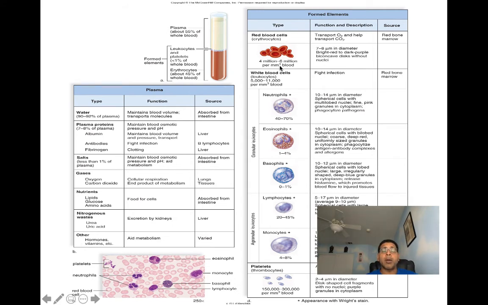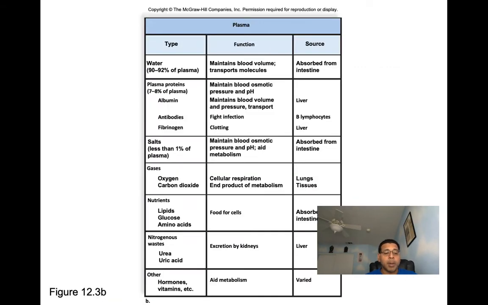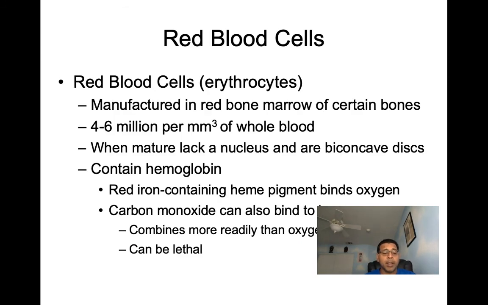Next, let's check out our red blood cells, or erythrocytes, in greater detail. When we talk about our red blood cells, I'd like you to know that they're constantly manufactured in the red bone marrow of certain bones. Mature red blood cells do not have a nucleus. They lack a nucleus. And they are biconcave discs, meaning both sides are flattened in. They look kind of like miniature donuts, is how I like to describe it.